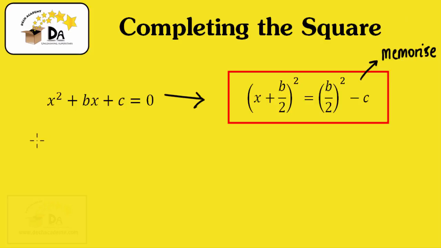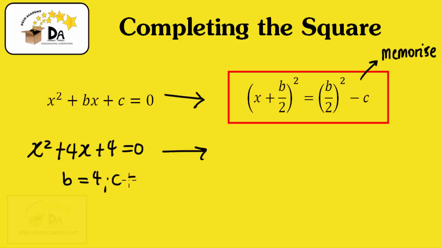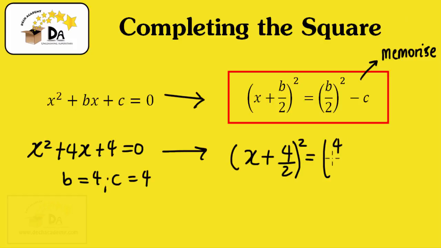Let's try an example. So if you have the equation x squared plus 4x plus 4 equals 0, how do we convert it to this form? Well, we simply note that b, for this equation, is 4 and c is also 4 by comparing, and you just write x plus b over 2, in our case 4 divided by 2, everything squared equals 4 over 2, everything squared minus our c, which is 4. And I mean, that's the basic idea. From here, you just simplify and you get the solution value.